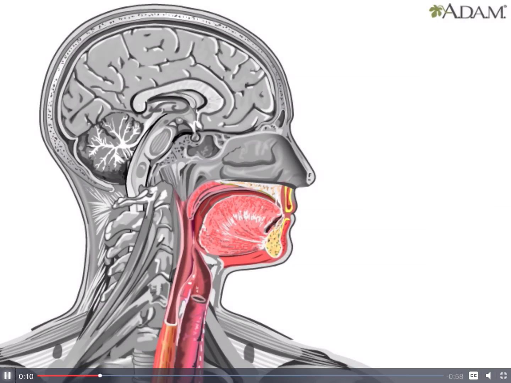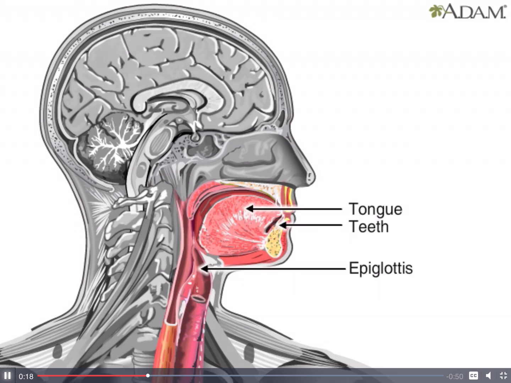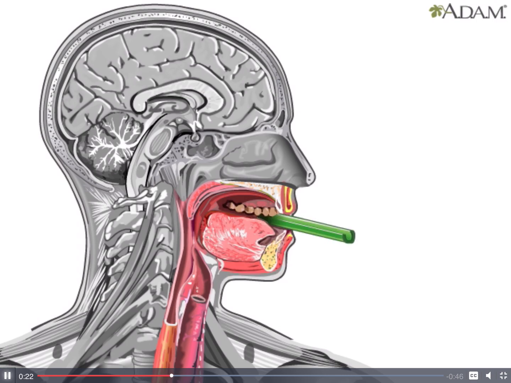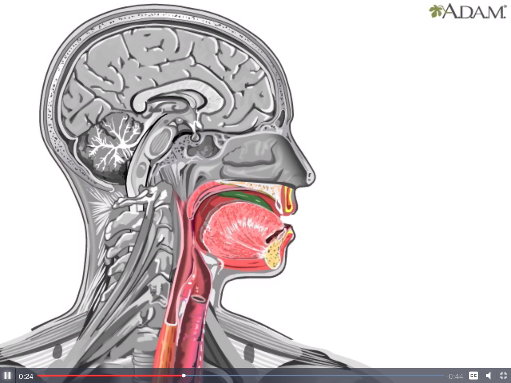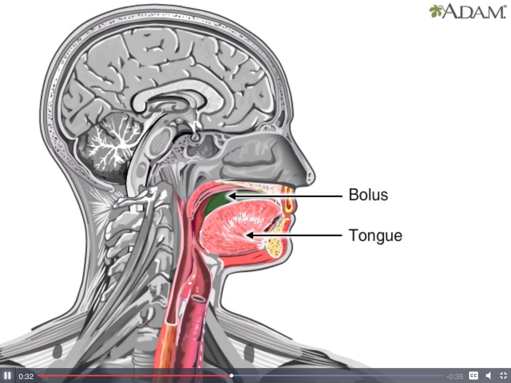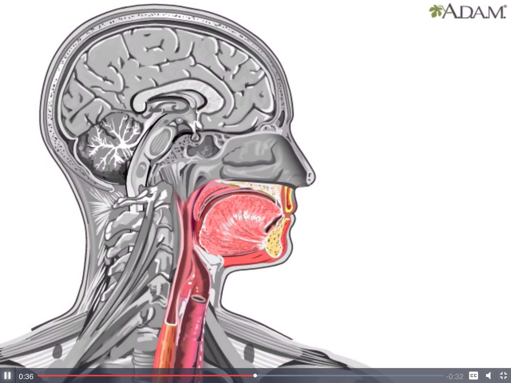This side view of the head highlights structures involved with swallowing. That includes the tongue, teeth, epiglottis, and esophagus. The teeth grind and chop food into tiny pieces, while the glands in the mouth moisten it with saliva. Then the tongue pushes the moistened food, or bolus, to the back of the throat and down into the esophagus, which leads to the stomach.